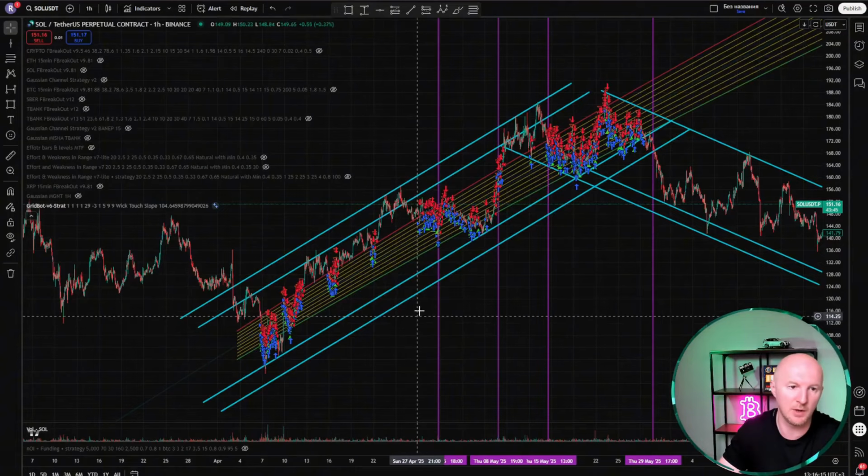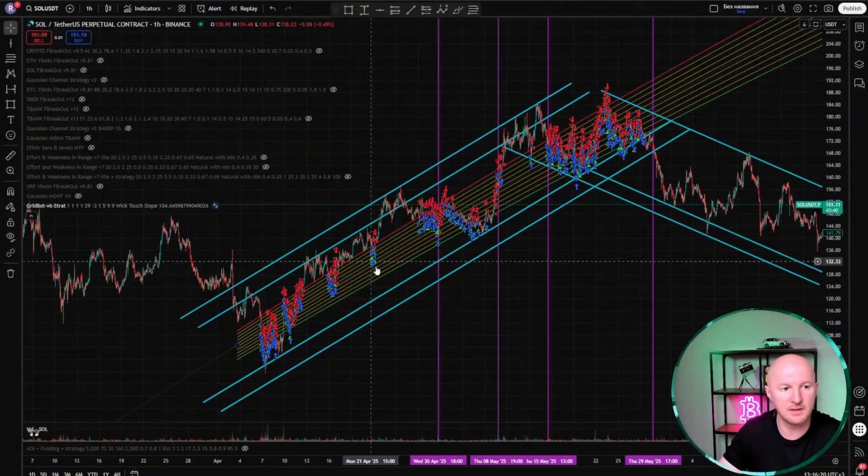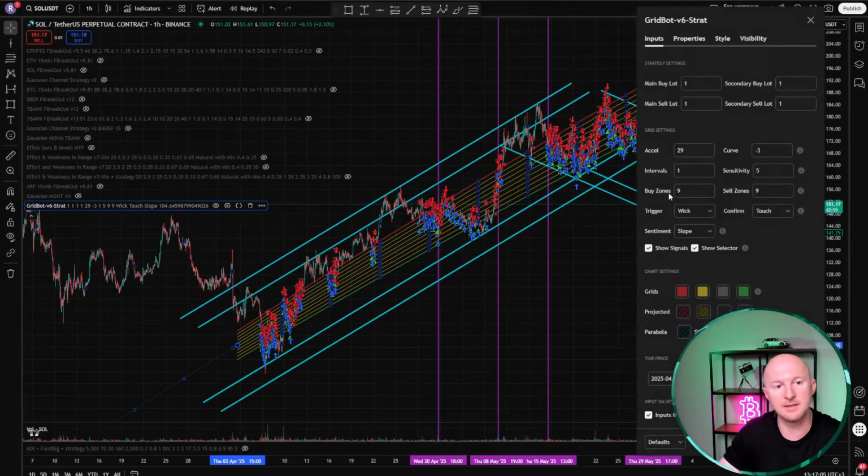That is, it's wider both upwards and downwards. How can we fix this? We can add more lines, in theory, so that there are more of them. But this parameter is already at its maximum. See, buy zones are 9 and sell zones are 9. So what does that mean? It means that there are only 10 lines here, and there won't be more than 10 lines. There can be fewer, but not more.